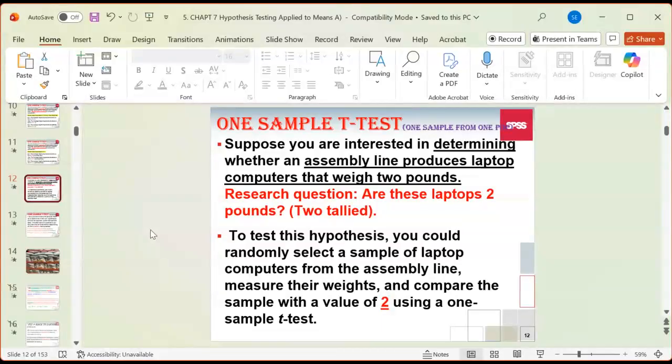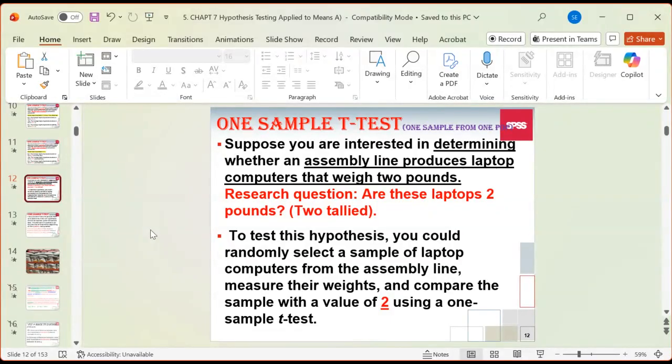Step two, we need to find our critical value for the t-test. We did the same thing with the z-score. Now we need to find the critical value for the t by using the critical value tables in the back of your book.